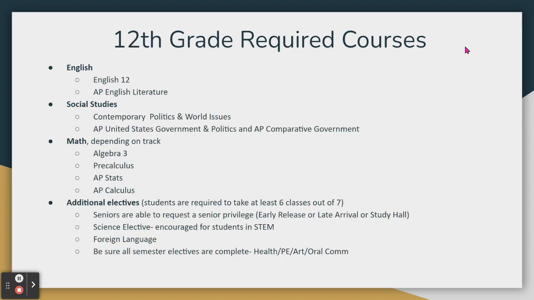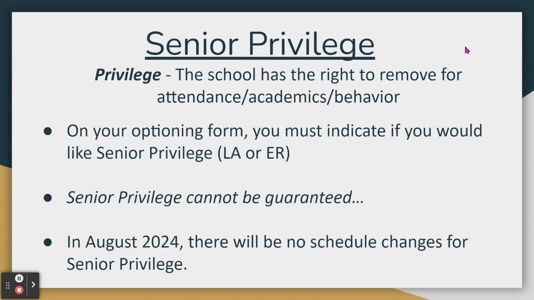For seniors, finishing up any core graduation requirements often leaves opportunity for more electives that can fit with student choice, as well as senior privilege. Senior privilege is an option for our 12th grade students. A reminder that senior privilege is just that, a privilege. The school does reserve the right to remove senior privilege from a student's schedule as a result of their attendance, academic performance, or behavior.